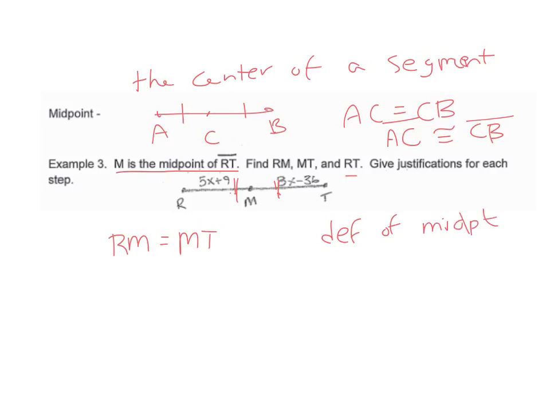Now I'm actually going to plug these in. So I know that 5x plus 9 has to equal 8x minus 36. How do I know that? Because I just substituted: RM is 5x plus 9, MT is 8x minus 36. So I use substitution.